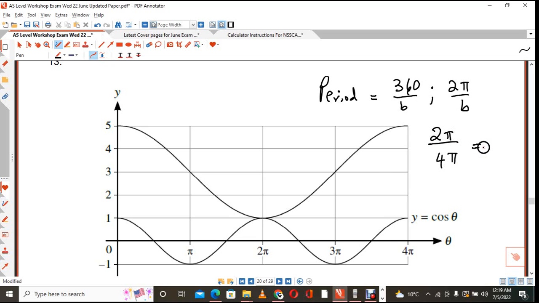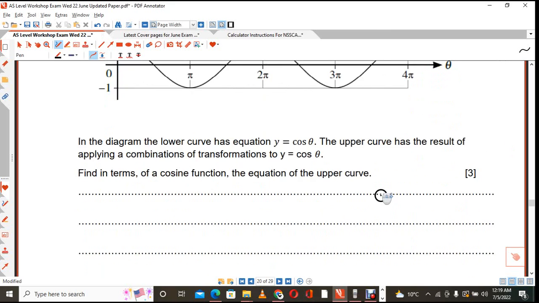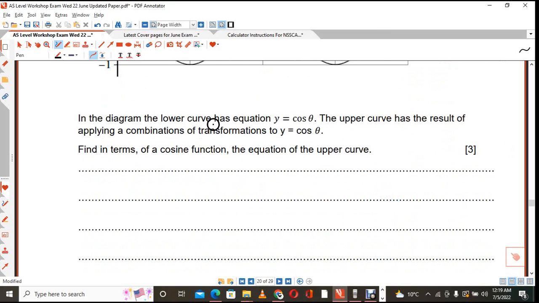Right, so if I clean this up, I'm going to get a half because the pi is cancelled and 2 over 4 is a half. So my period then, because the question is asking us also to write down a few things, the period would be 2 pi over 4 pi, which is a half. Okay, so that takes care of that part.